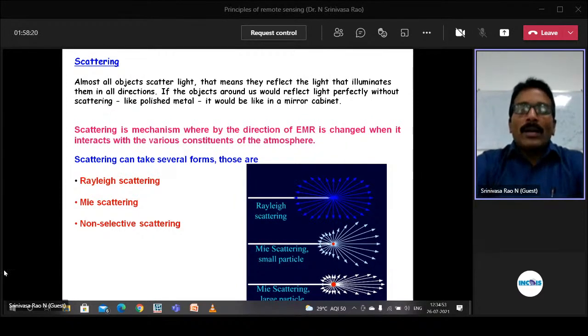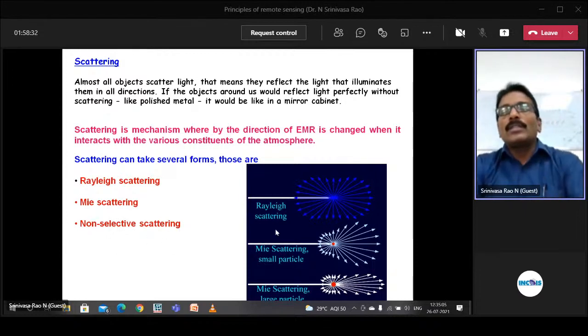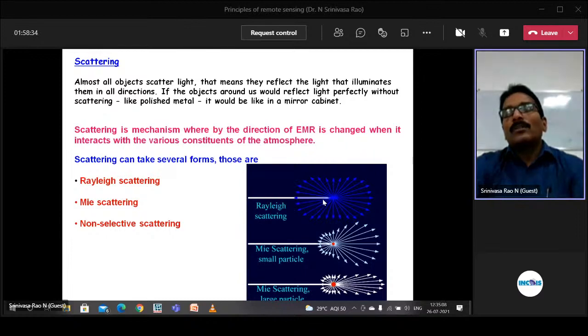Now we have to understand: due to air molecules, Rayleigh scattering takes place. Due to dust molecules, Mie scattering takes place. Due to clouds, non-selective scattering takes place. In Rayleigh scattering, once the light falls on an air molecule, it scatters in all 360 degrees, going forward and also coming backward. In Mie scattering, most of the light goes in the forward direction only. Non-selective scattering is in all 360 degrees, and we don't know in which direction the light is moving.